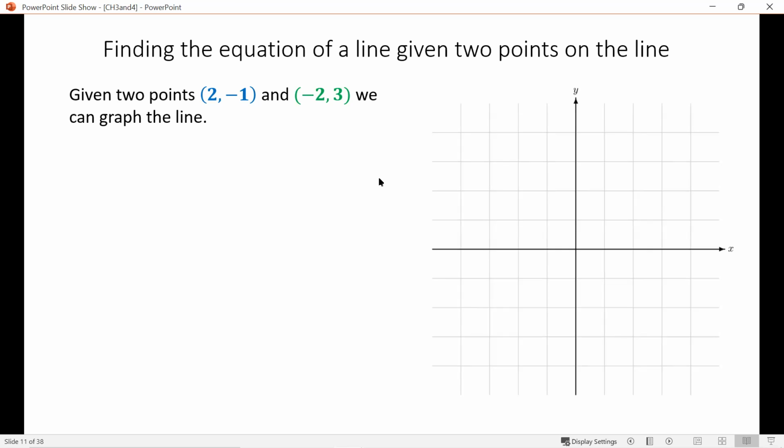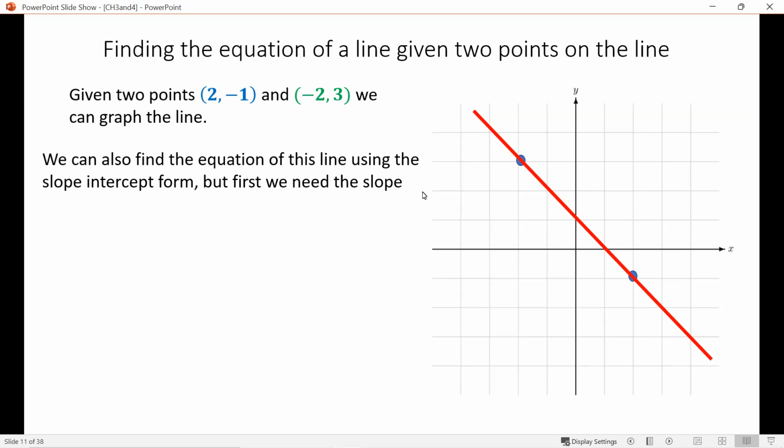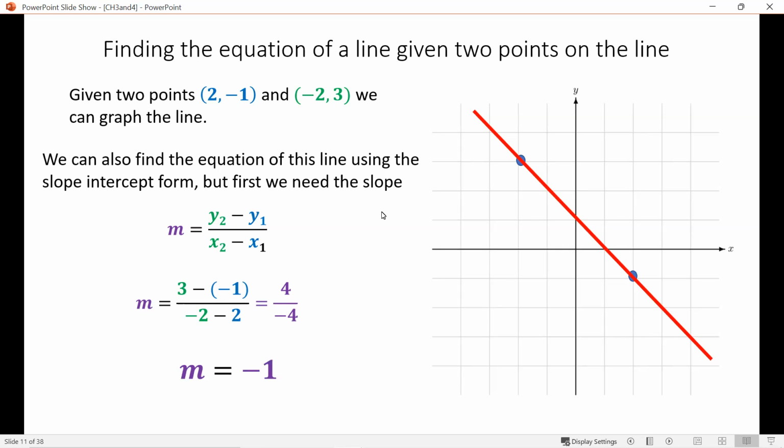Now, if we're just given 2 points, it only takes 2 points to define a line. As you notice, once we have 2 points, we can put a straight line through them. So for that reason, we only need 2 points to find the equation of this line. First, we have to calculate the slope. Be very careful with those negative numbers. So here our slope is -1.